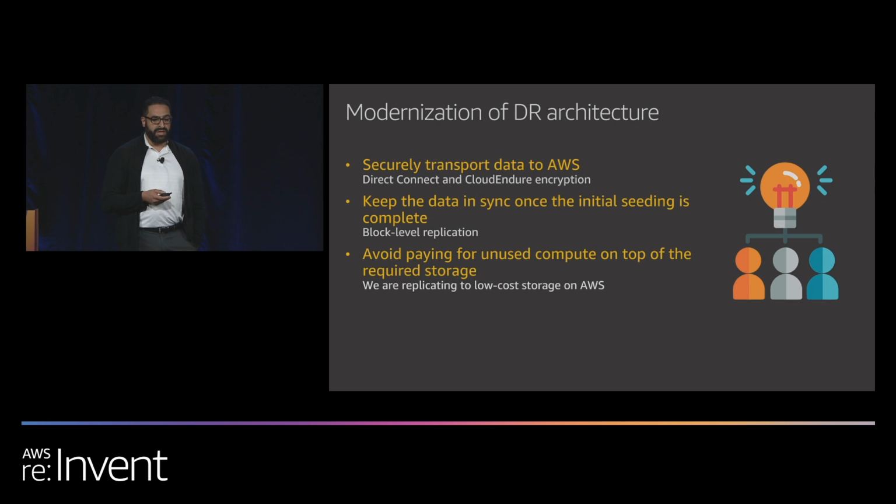We use block-level replication and avoid paying for unused compute on top of the required storage. So we're replicating to low-cost storage on AWS, and when we're ready to deploy our workloads, we provision the compute and storage as needed. This removed the purchase of identical equipment as production, which reduced our DR costs.